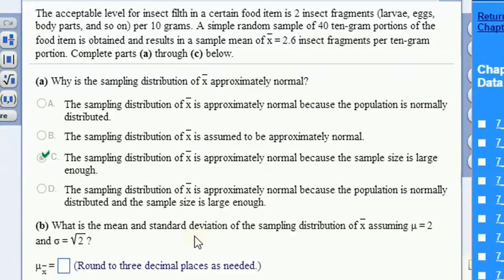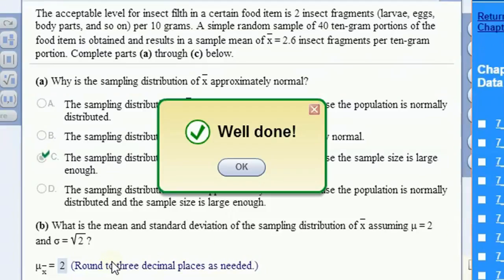Okay, what is a mean and a standard deviation? If the sampling distribution, assuming mu equals 2 and sigma equals square root 2, this is to say the population has a mean of 2 and a standard deviation of square root of 2. Well, that means that the sampling distribution will have a mean of 2 also. That will also be 2.